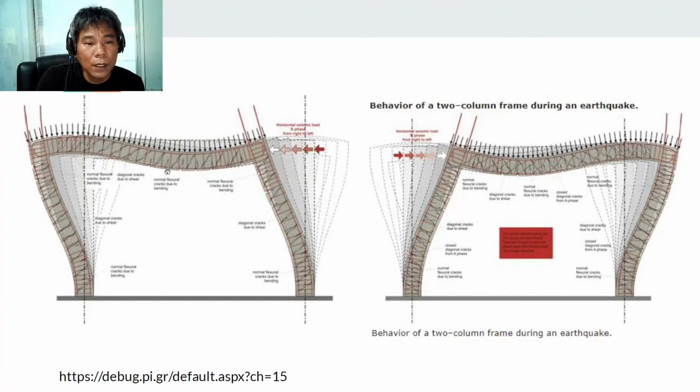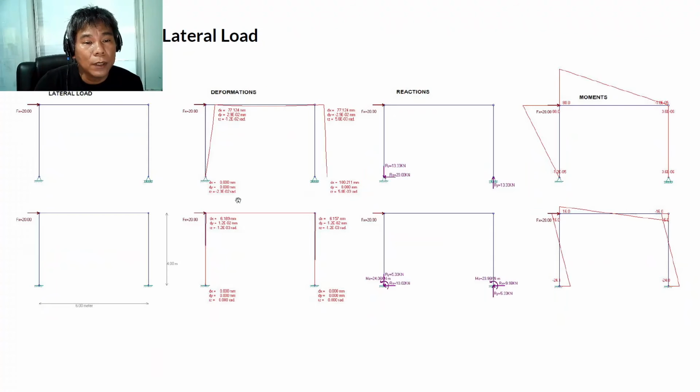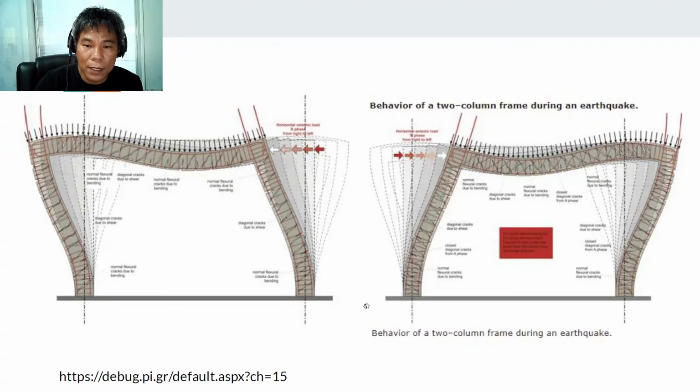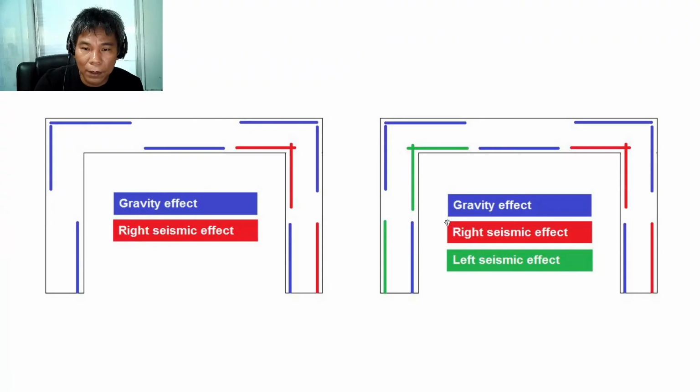This is the cracks. But this can be verified if you go back to the behavior by lateral load. So as you can see, if it's fixed-ended, the moment is positive here, negative here. So it flips: tension at the bottom, compression at the top, here tension at the top, compression at the bottom. So you will see the effect. Ayan. So where the tension is, that is where your rebar goes.